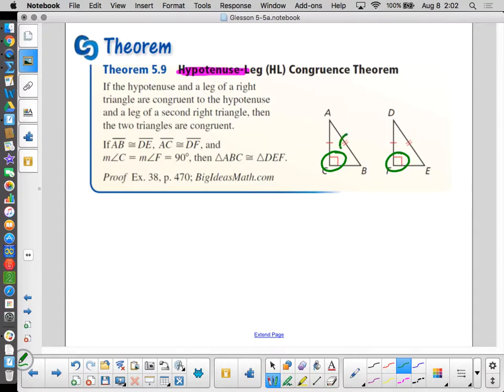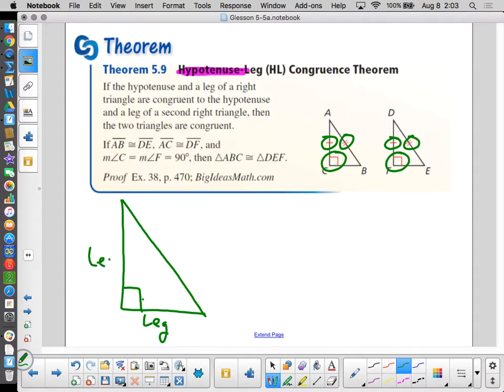Notice what's congruent. We have the hypotenuse is congruent, and we have one leg congruent, one corresponding leg. Because remember, the parts of a right triangle, we really haven't talked about this yet. We have a right triangle. This is a leg. This is a leg. And this is the hypotenuse. So it's saying hypotenuse leg. It's saying a hypotenuse and one of the legs is congruent to the hypotenuse and one of the legs in the other triangle. That's enough to prove that the triangles are congruent.